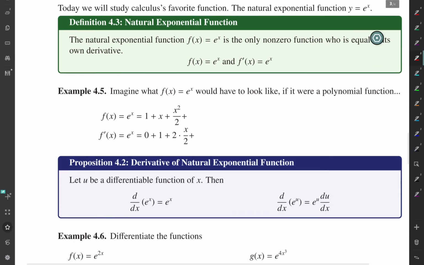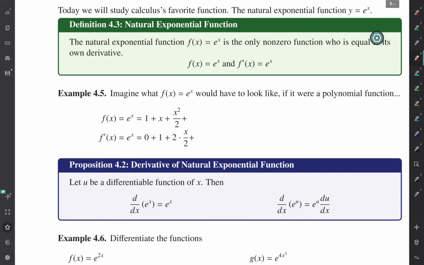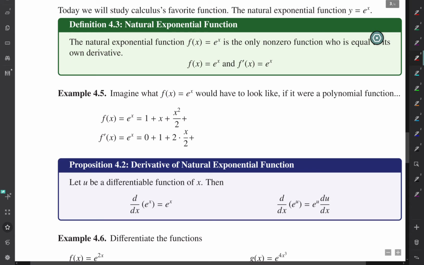In section 4.2 we're going to learn about the derivatives of exponential functions. And the natural exponential function y equals e to the x is really important in calculus. I call it calculus's favorite function because it is the only non-zero function that is its own derivative. So f prime of x is equal to e to the x.